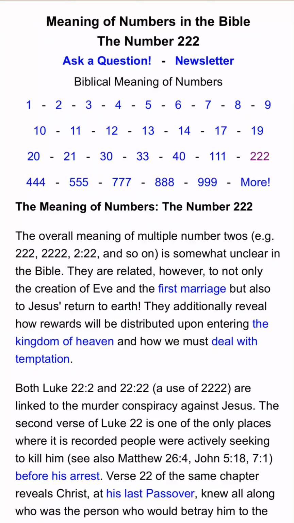Both Luke 22:2 and 22:22 are linked to the murder conspiracy against Jesus. The second verse of Luke 22 is one of the only places where it is recorded people were actively seeking to kill him before his arrest. See also Matthew 26:4, John 5:18, and John chapter 7, verse 1. Verse 22 of the same chapter reveals Christ at his last Passover knew all along who was the person who would betray him.